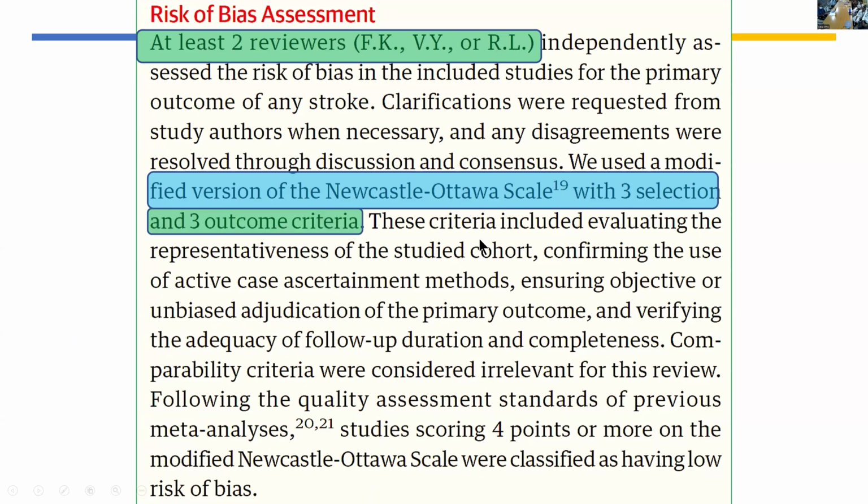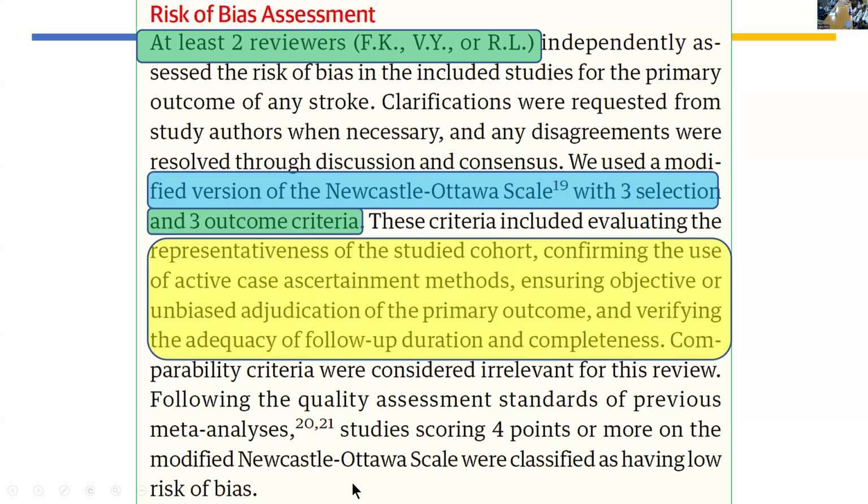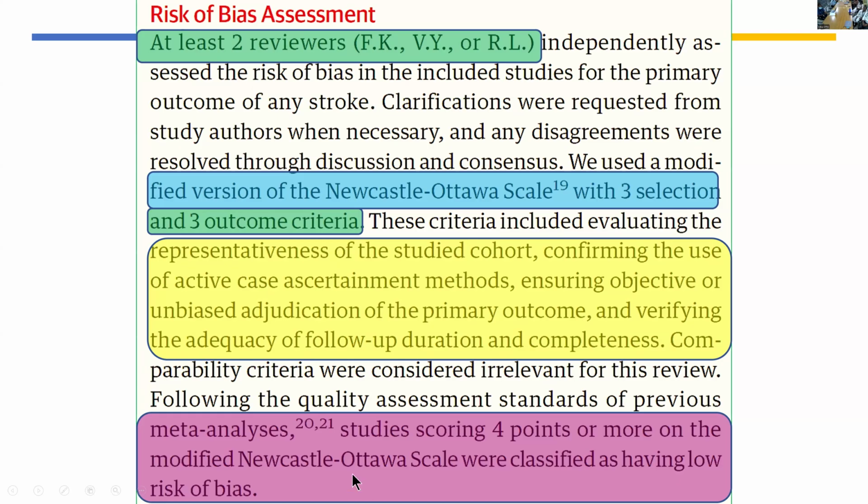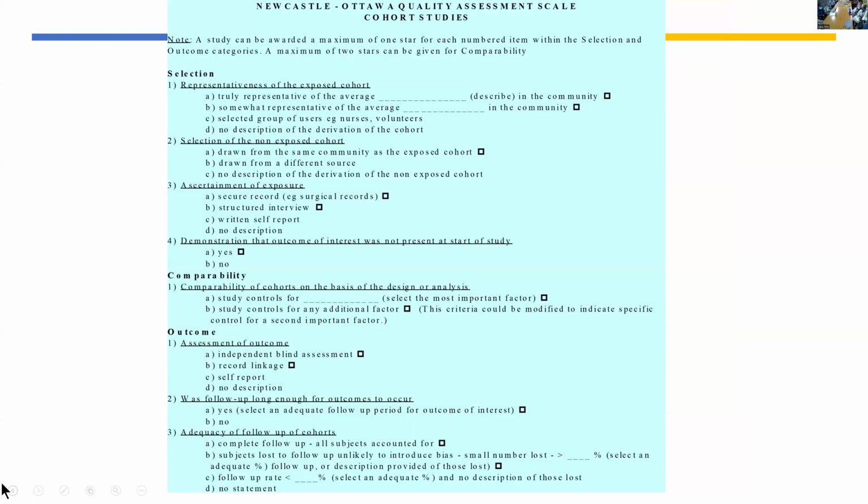There are 3 selection criteria of patients and 3 outcome criteria. It looks at the representativeness of the study cohorts, ascertainment methods, unbiased outcome measures, and the adequacy of follow-up duration and completeness. They have given a scoring system where if the score was 4 or more, then they were low risk of bias. Generally, people don't like scoring systems for risk of bias, but this Newcastle-Ottawa scale gives a score. If you score more than 4, the cohort study is well done. So this is the Newcastle-Ottawa scale which they've used.